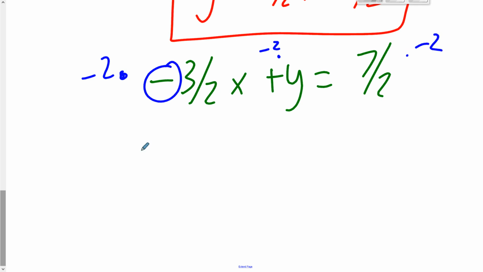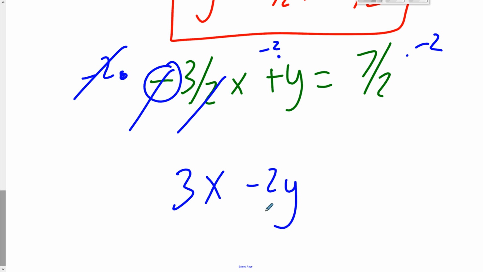Okay, so that becomes, these 2's are going to cancel with that negative, and I just get 3x. Negative 2 times y is a negative 2y. And the 2's cancel, but I have a negative, so that's negative 7. So boom, your x is positive, and you have no fractions. Always got to have that in standard form.